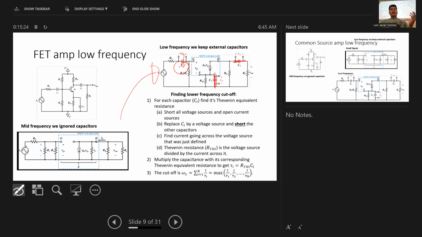Once we find that Thevenin resistance, we just multiply the capacitance times this Thevenin resistance to get what we call the time constant associated with that particular capacitor. Then we do this for all capacitors, and once we've done it for all of them, we pick the maximum, one over the maximum. That's our heuristic for doing this. I will explain why we use this parameter in the next few slides, but first I'm going to go over the mechanics of how you actually compute these things. Go ahead.